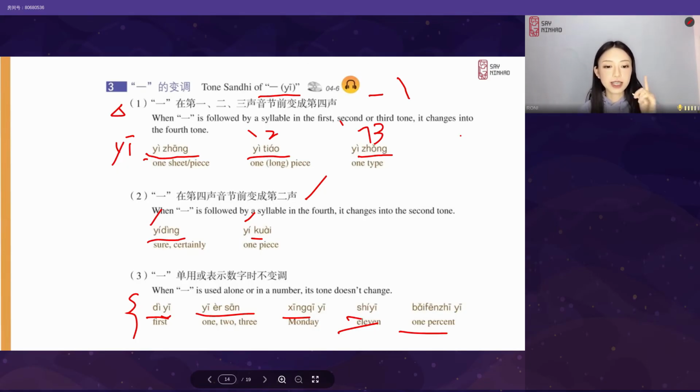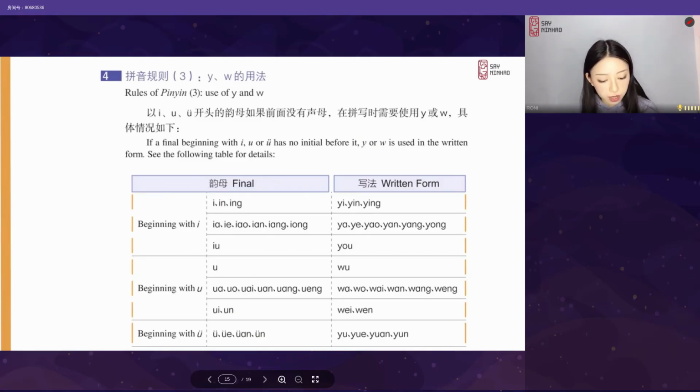Okay, so this is the tone sandhi of yī. When yī is before the first, the second, and the third tone, it will change to the fourth tone. But when yī is before a fourth tone, it will change to second tone. And when it is used alone and used in a number, then it won't change. It is the first tone. Okay, now let's move on to the next part.